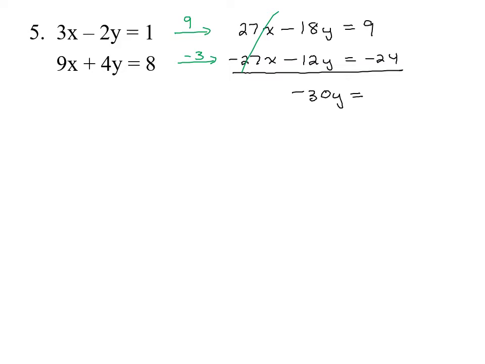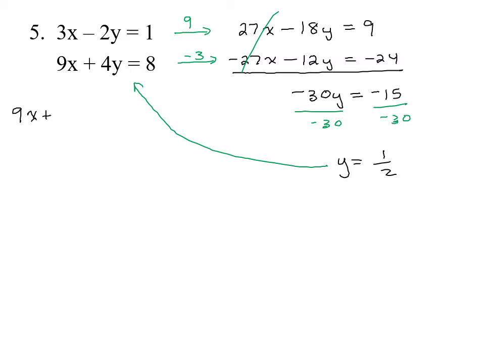Negative 24 and a positive 9 gives me negative 15. So this won't divide evenly, but it'll come out fairly nice. If you divide by negative 30 on both sides, 30 and 15 become 1/2. And so I'll take a 1/2 and put it in up here and do 9x plus 4 times 1/2 equals 8. And so half of 4 is 2.